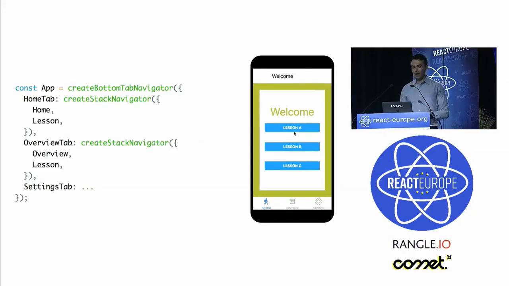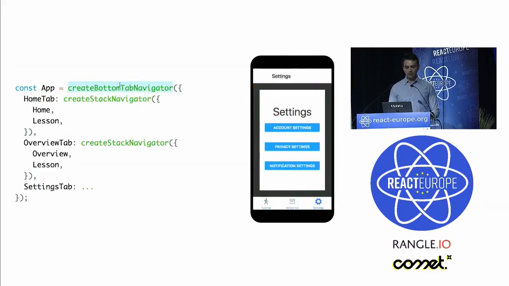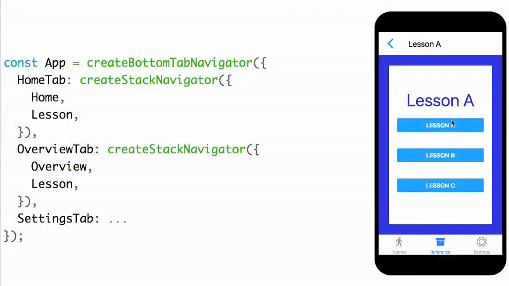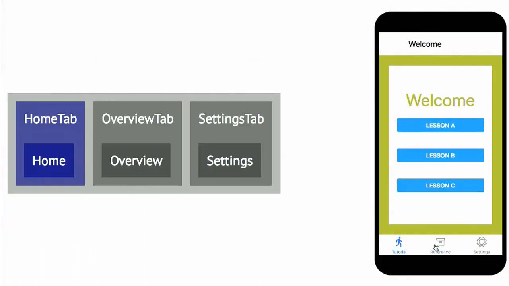All right, now we're racing ahead, going straight to the tab navigator, and here we're going to compose it right away. We're creating a bottom tab navigator, which gives us this UI down here. And we're putting a stack navigator inside of each tab. So there's a stack for overview, a stack for tutorial. Now, each stack maintains its own state. So here I've navigated to lesson A inside of the middle tab. If I tap back here and tap back, I'm still navigated to lesson A.